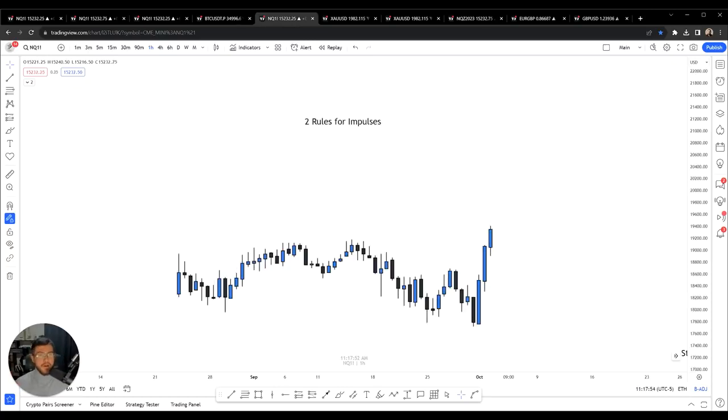Now, to draw impulses and understand displacement, we must understand these 2 simple rules. So rule number 1, and this is what a lot of people do know, is that yes, you must have a candle closure above a high or low.